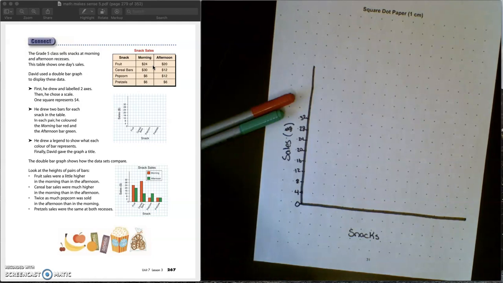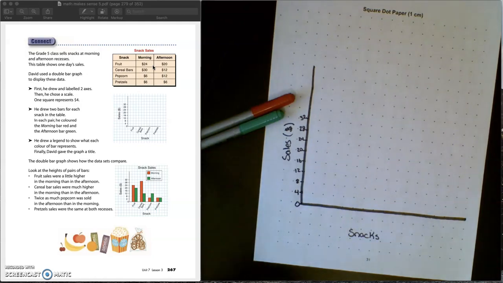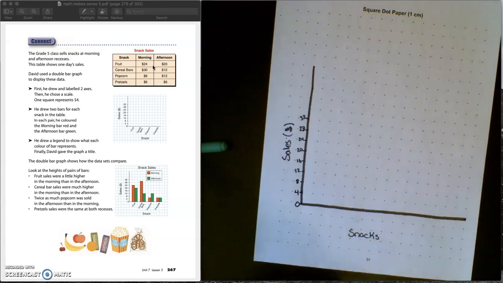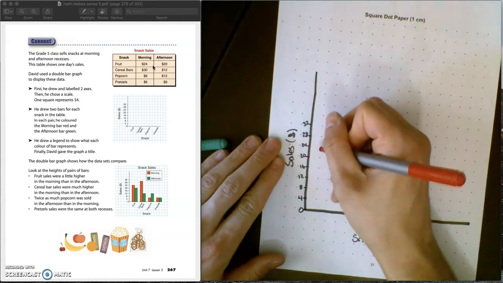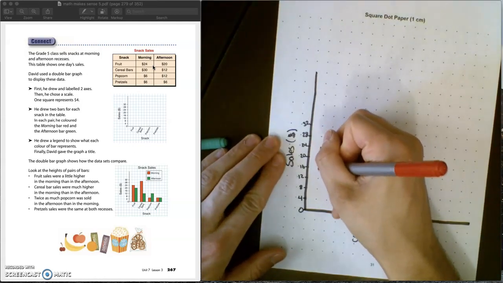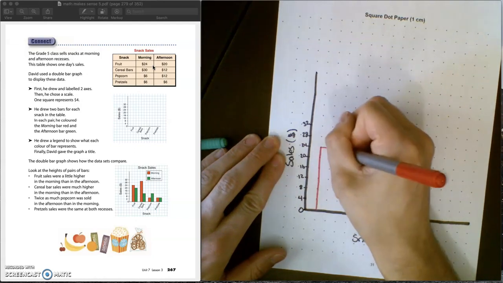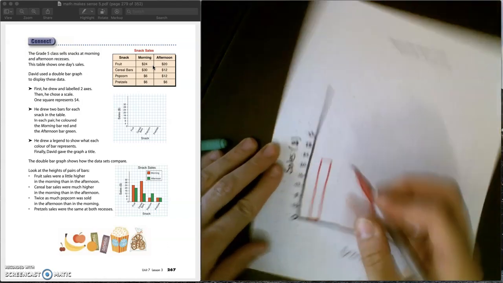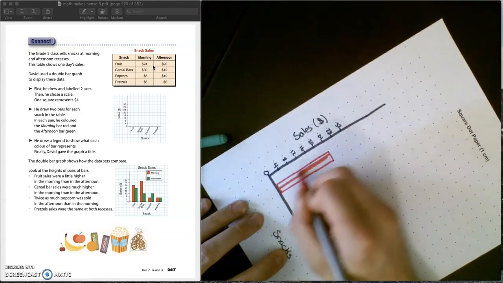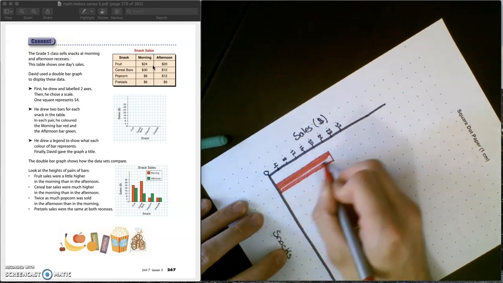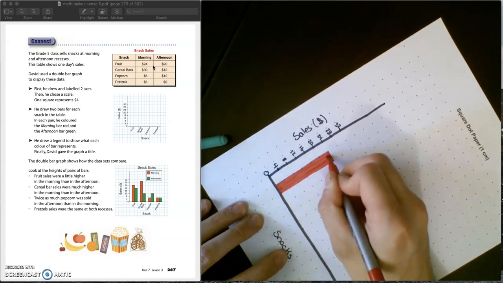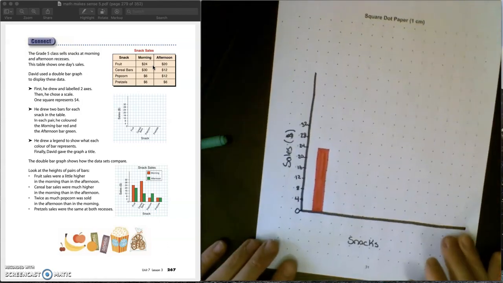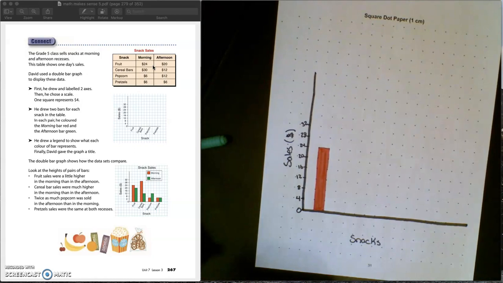So if I see in the morning, they sold $24 worth of fruit. So my red is going to be morning. Okay, I need to find $24. Well, that's actually one of my values. Perfect. So I'm going to just draw down, over, and draw down. All right. I'm just going to fairly quickly color this. You'll notice that I left a gap from the line on my axis. That's just going to help me stay organized, and it'll make more sense in a minute.